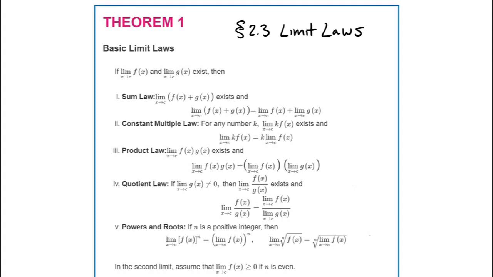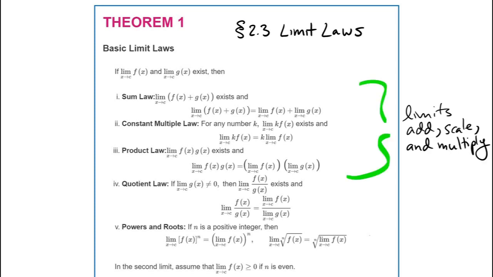Section 2.3 is all about the basic limit laws, which will allow us to evaluate many limits. The first three limit laws can be summed up as saying that limits add, scale, and multiply. More specifically, if you have some simple pieces, the limit of f of x and the limit of g of x as x approaches the same number c, then you can combine them with addition and multiplication and scaling by constants, and they will behave the way that you expect.